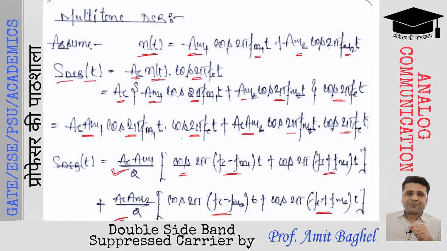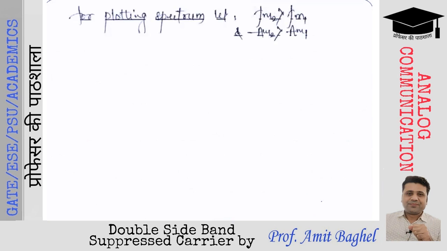Let us plot and analyze the frequency spectrum of this. And before analyzing, let us make an assumption. Let us assume that the frequency of m2, that means fm2, is greater as compared to fm1. Same way, the amplitude of m2, that means Am2, is greater than Am1. So let us assume this while plotting the spectrum: fm2 is greater as compared to fm1 and Am2 is greater as compared to Am1.